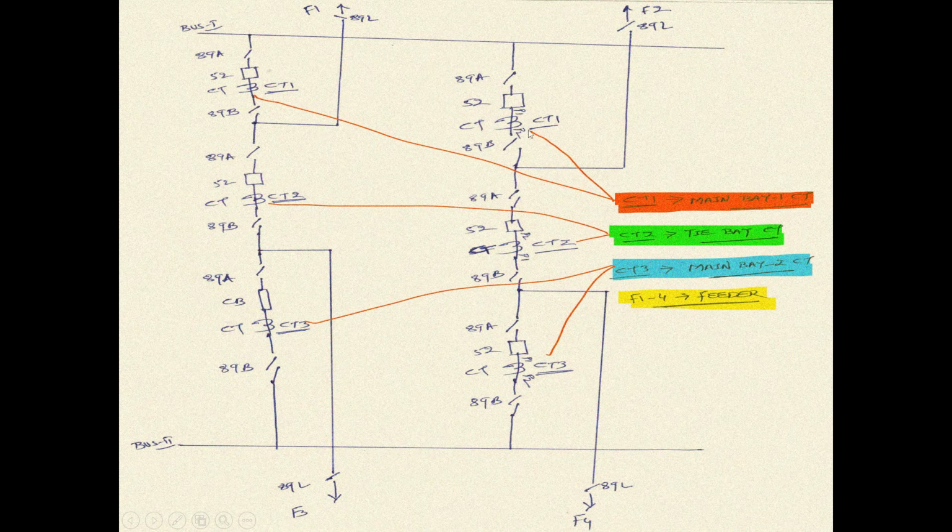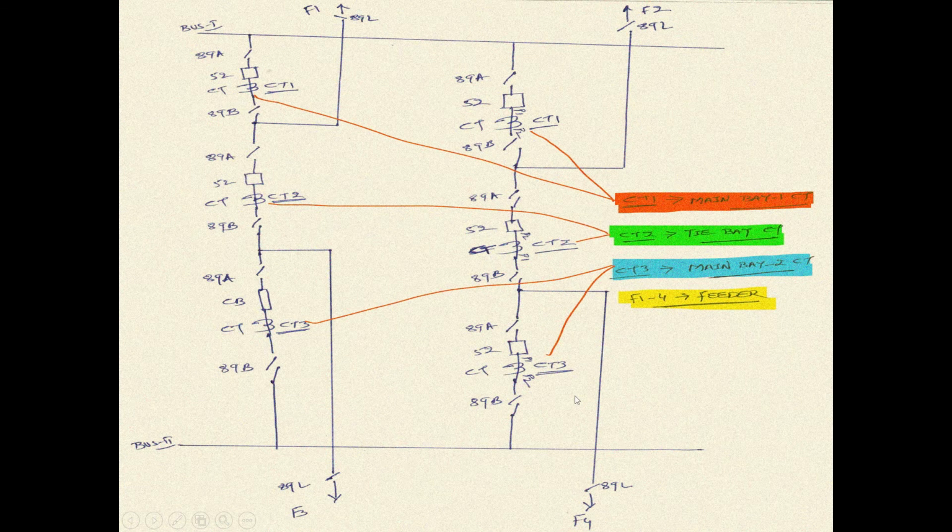Now, one more thing which is very important to see is that in the current transformer of the main bay, I have shown P1 towards the bus bar side and P2 towards the feeder side. Second, this is the tie bay current transformer whose P2 is towards the feeder 1 side and P1 is towards the feeder 2 side, or for this particular slide, P2 is towards feeder 2 and P1 is towards feeder 4. For the second main bay CT, that is CT3, P2 is towards the bus bar and P1 is towards feeder 4.